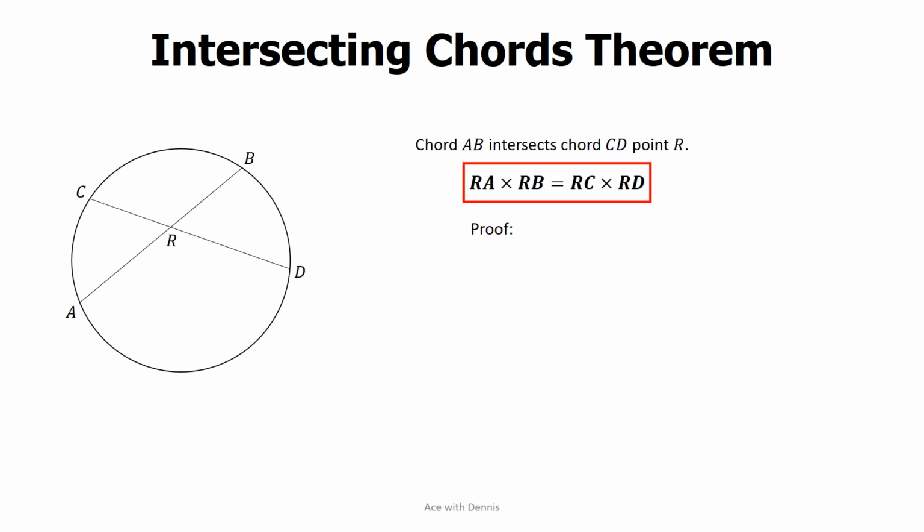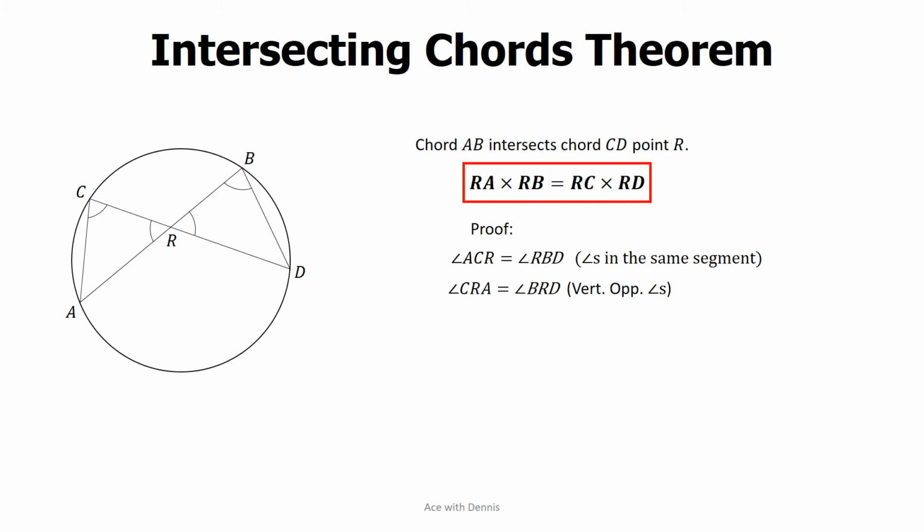Here is the proof of the intersecting chords theorem. First, we want to join points A and C with a straight line and points B and D with another straight line. From here, we know that angle ACR equals angle RBD because they are angles in the same segment. Also, angle CRA equals angle BRD because they are vertically opposite angles.